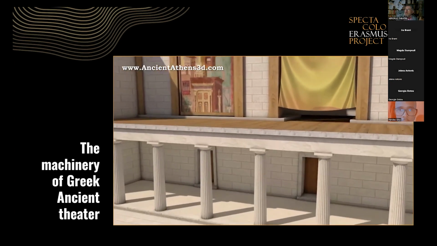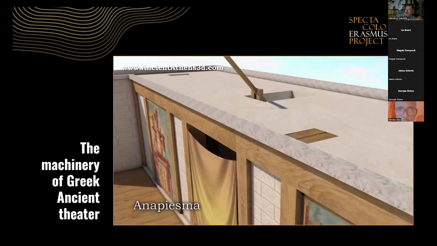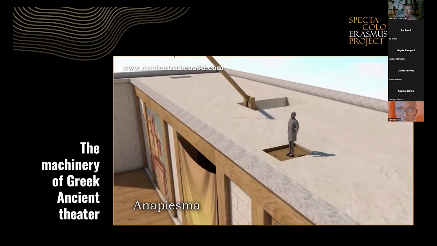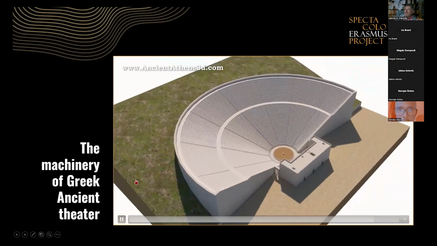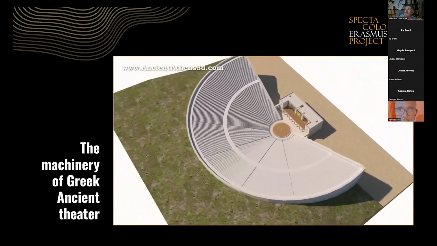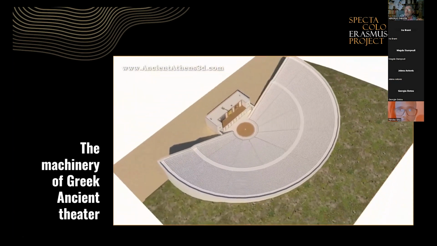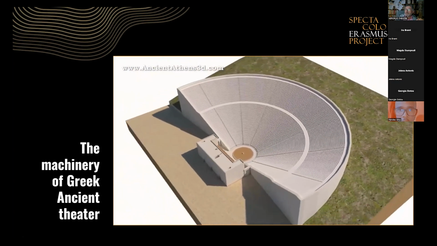Another mechanism of sudden appearance of characters was the anapiesma, a wooden platform that lifted the actor up and made him almost magically appear. Here they probably had it, because this is a construction, and maybe they could make these elevators, but not on the ground of the orchestra, here on stage. The ancient Greek theatre, with its architectural structure and technology, has contributed to the better expression of the ancient drama, and its survival until today.